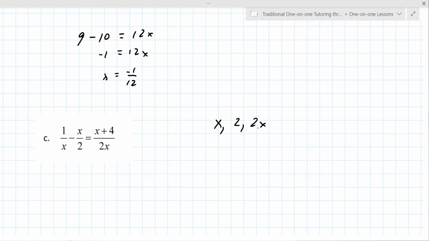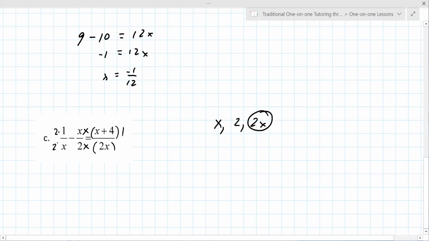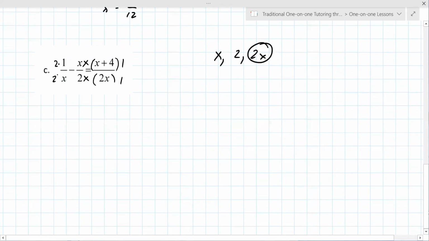Would it be 2x? Yes. And it just happens to be one of those. So we're trying to make each of these 2x. Just multiply that by 2 and 2. The second one by x and x. And the third one here by 1 and 1. So it could be all three are different.